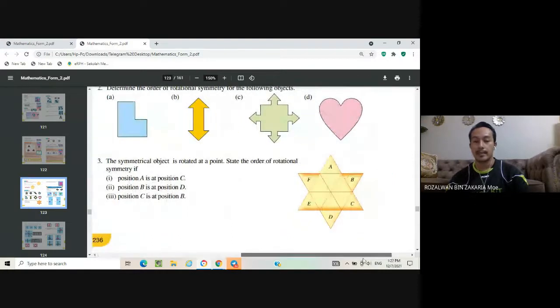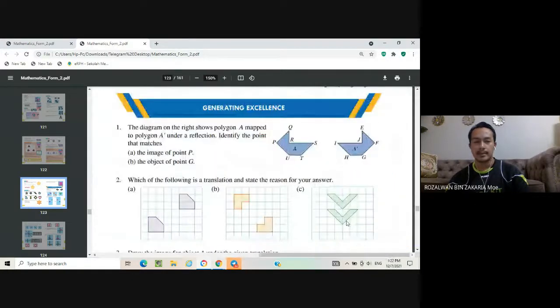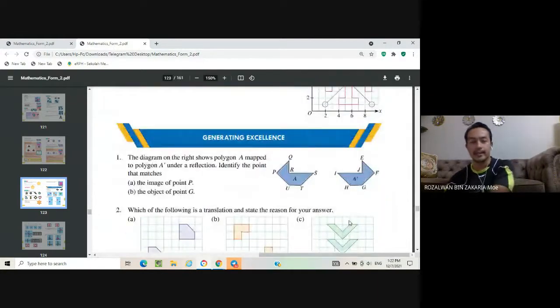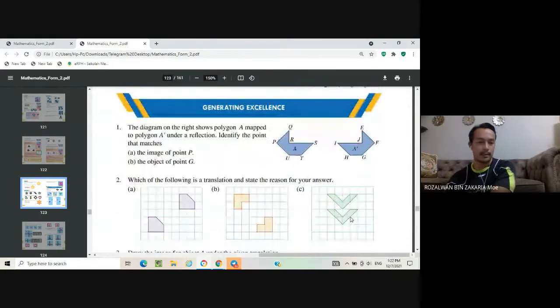Now look at the generating excellence exercise. Look at question number 1 here. The diagram on the right shows polygon A mapped to polygon A prime under a reflection. Identify, A, the image of point P, and B, the object of point G. Remember that A means object and A prime means image.